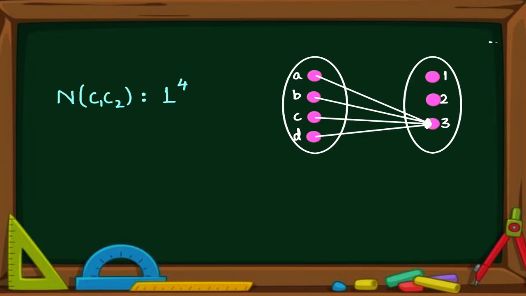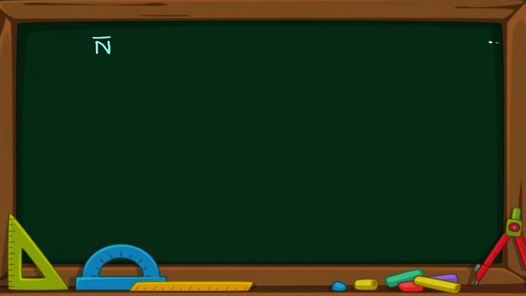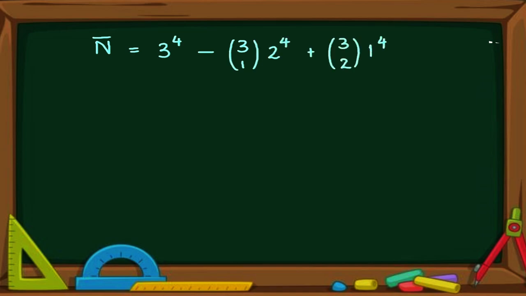Finally, let me go ahead and boldly write down what is n bar, because you all know how to use the principle of inclusion and exclusion. So n bar will be equal to n, which is 3 to the 4, minus 3 choose 1 times 2 to the 4, plus 3 choose 2 times 1 to the 4, minus, of course, 0. There is no way in which all 1, 2, 3 are not mapped, so it's a 0 at the end. And this answer, as you can compute, will be 81 minus 48 plus 3, which is 36.